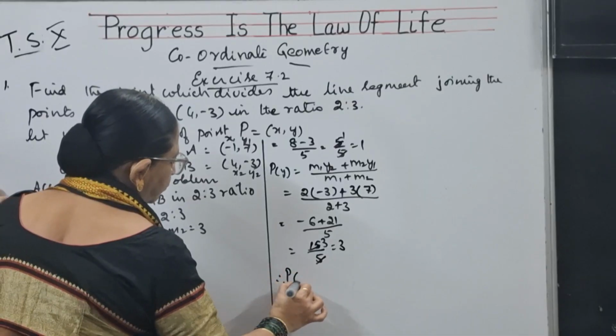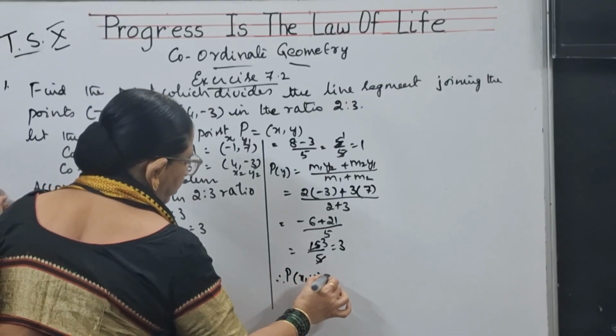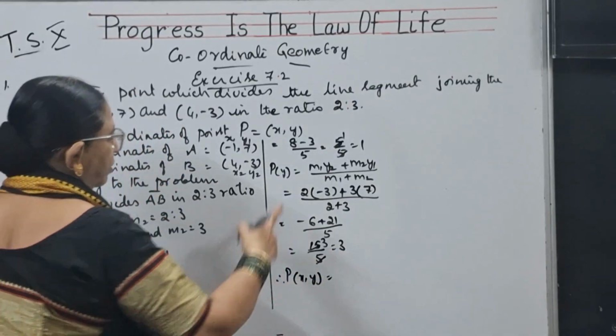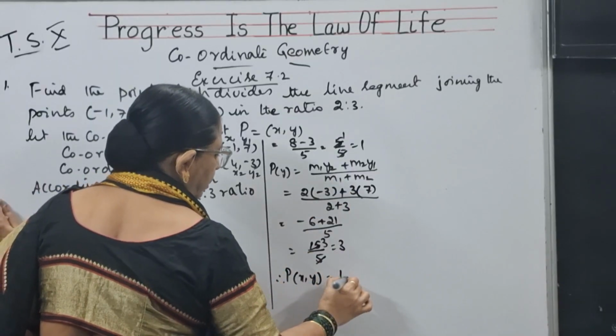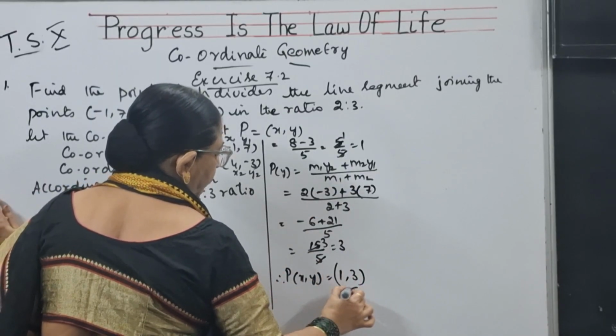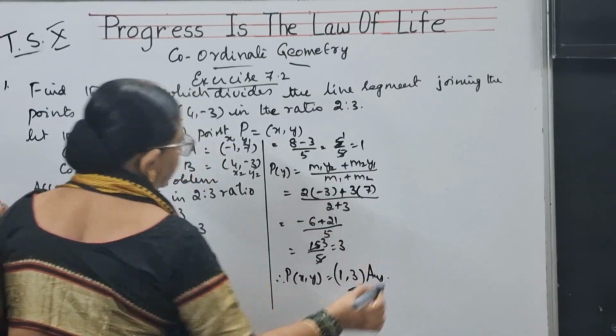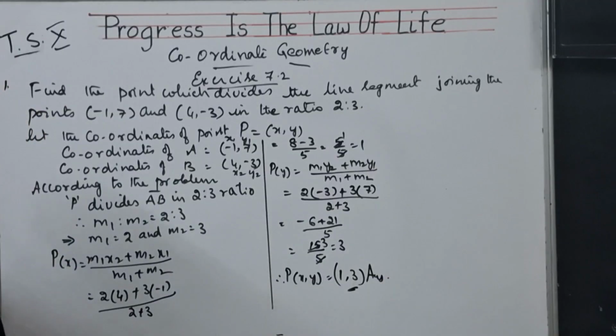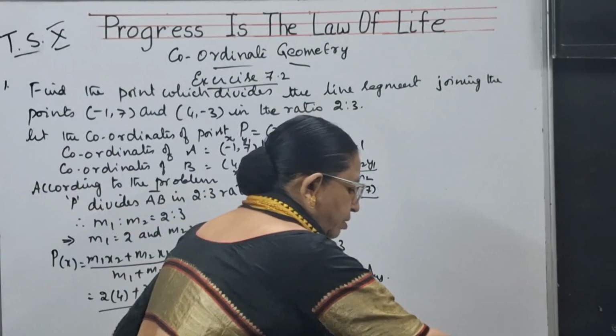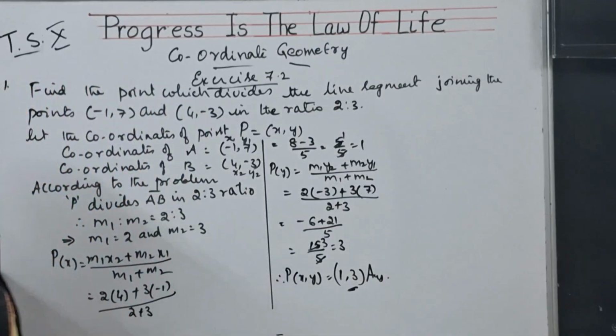Therefore, P of x comma y, coordinates of P, is equal to x we have got 1 and y is 3. 1 comma 3 is the answer. So I hope I am clear children. You are getting coordinates of P by using the section formula. So please note down this. This is the first problem.